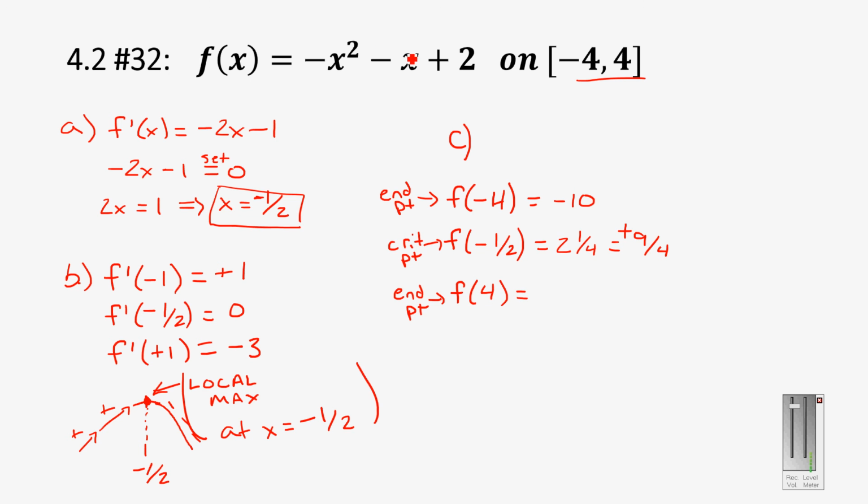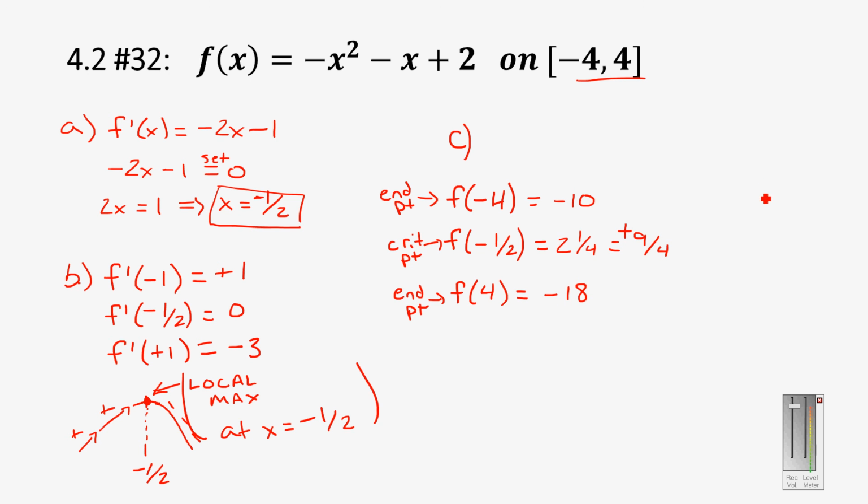F of 4, negative 16. Yeah, so 4 squared is 16. Negative 16 minus 4 is negative 20, plus 2 is negative 18. Good. We got a number there that we like.